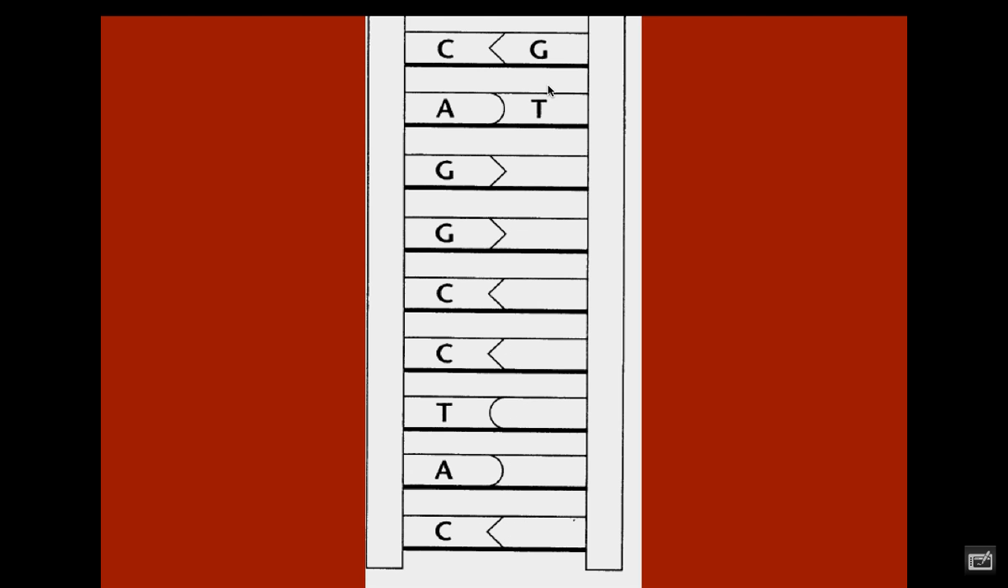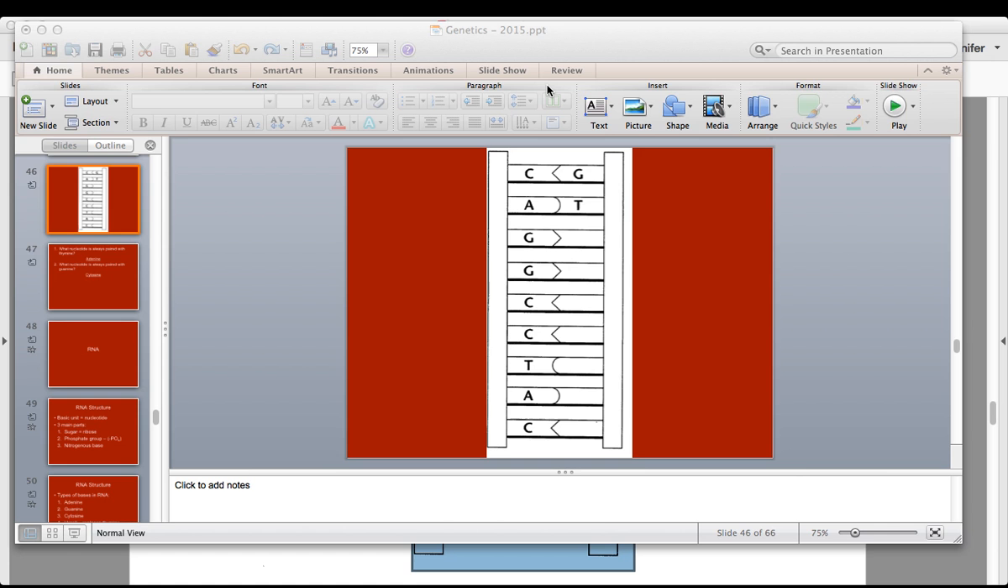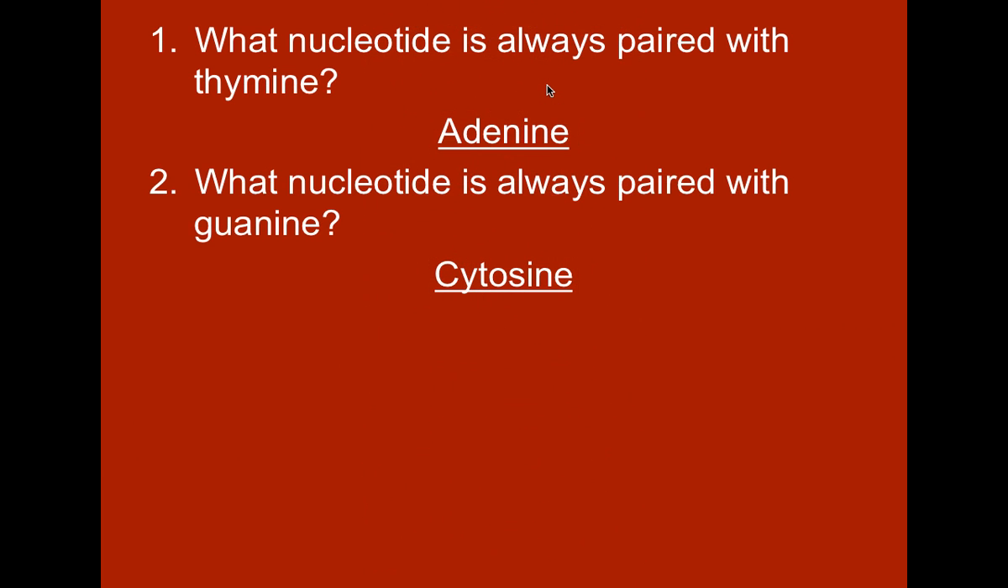All right, so with the questions at the bottom. What nucleotide is always paired with thymine? That is adenine. And what nucleotide is always paired with guanine? That is cytosine. Okay. All right, so that kind of completes our practice here with DNA replication and talking about the structure of it.